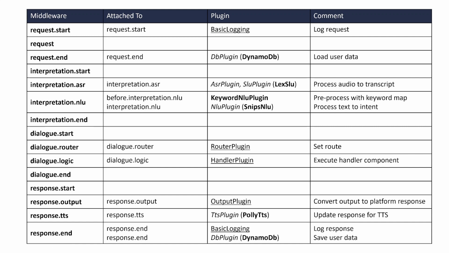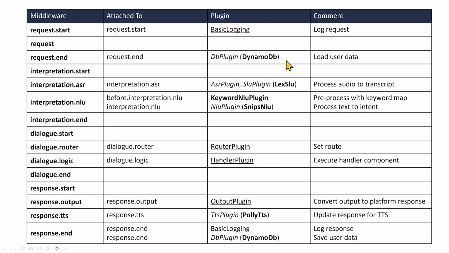Jovo has an internal plugin for basic logging, and it's registered to listen to the request.start middleware. And so when that happens, it logs the request to the console. This basic logging plugin also listens to the response.end. And at that point, it logs the response JSON out to the console.